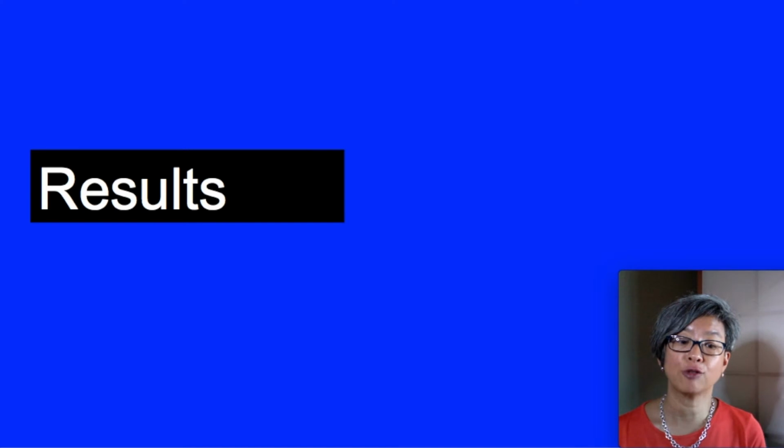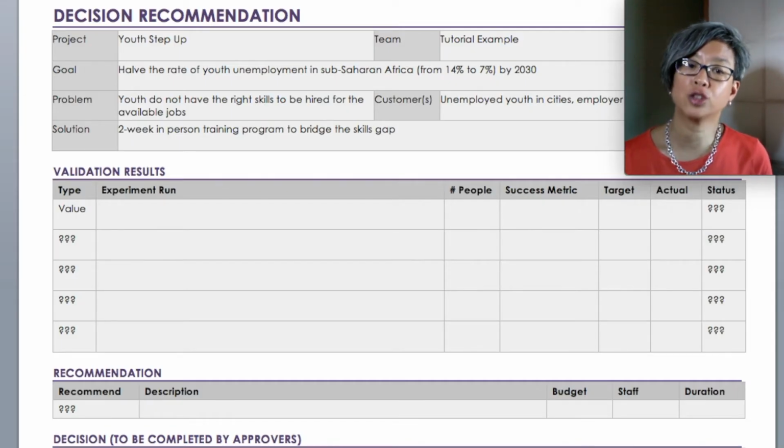So, after running several sprints, it's time to compile, digest, and summarize the data and lessons that you've gathered. Now, let's turn back to the example that I was using in the last two videos of youth unemployment and take a look at what the results of my experiments might look like. So here, what I want to do is capture the key results and learnings that came out of my experiments.